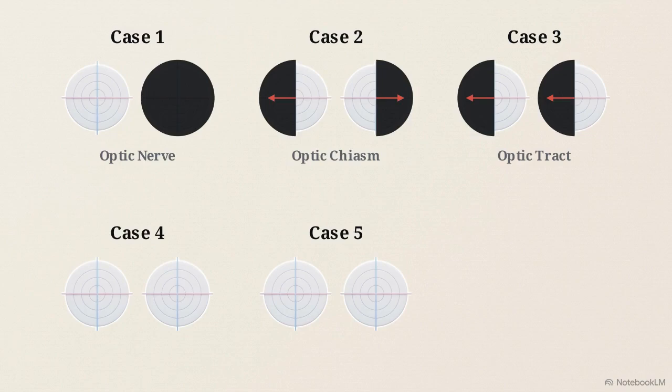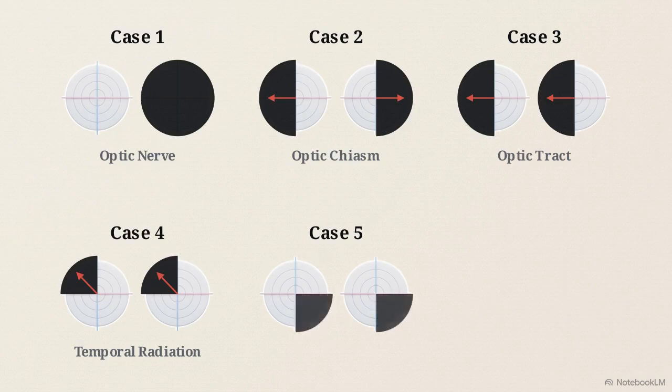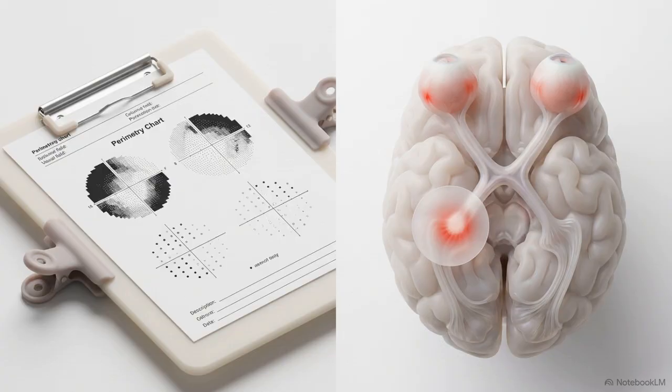Case 4. The arrows point in the same direction, but they are restricted to the upper quarter field. Separated fibers in the superior pathway mean this is a temporal optic radiation lesion. Case 5. Parallel arrows isolated to the lower quarter field. This maps directly to the inferior pathway, indicating a parietal optic radiation lesion. This sequence shows how clinical maps translate directly into anatomical locations by identifying the vector and the density of the deficit.